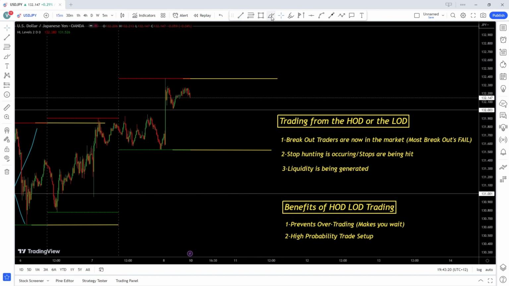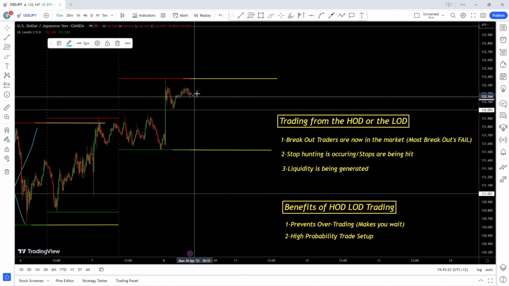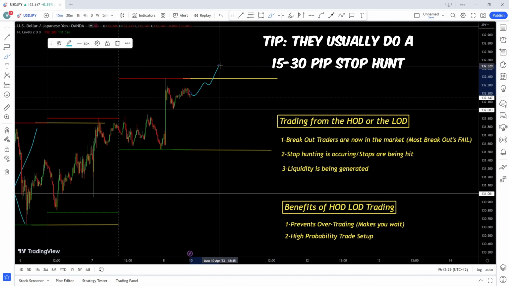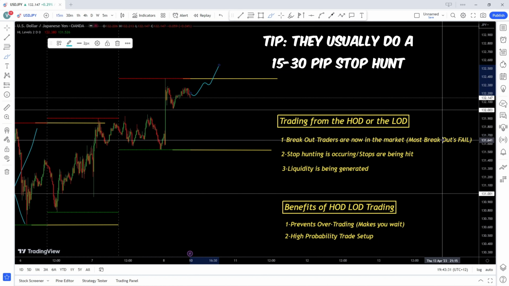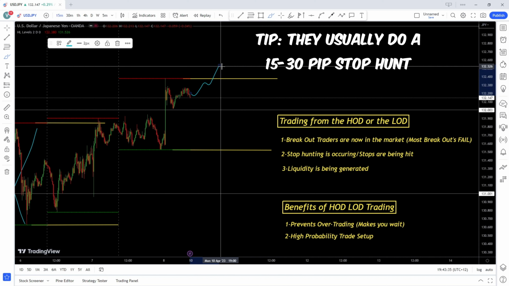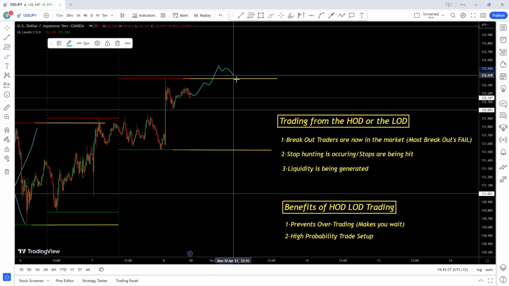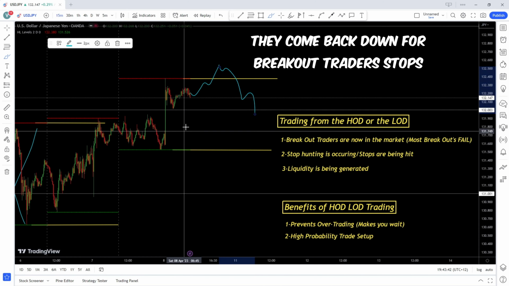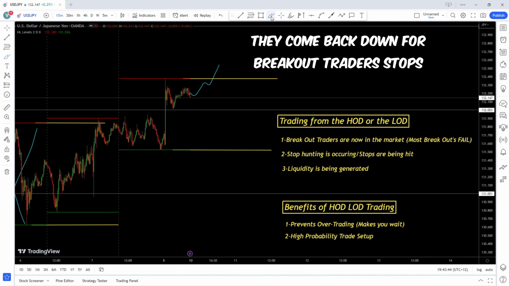And we will be waiting for the price to do something like this, trigger stops. Okay, so stops are going to be hit. Breakout traders are going to be in the market, and we know that breakouts normally fail. And we'll be looking for a double top or price action showing us that price is going to come back down inside the box. All right, so that was for the top side.